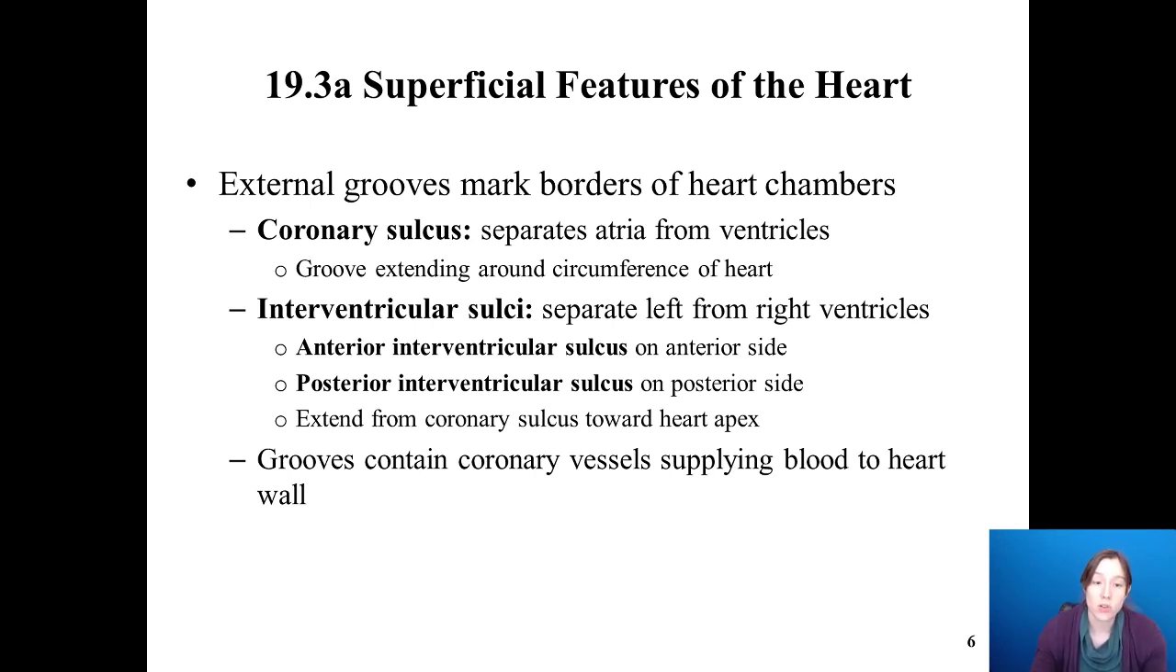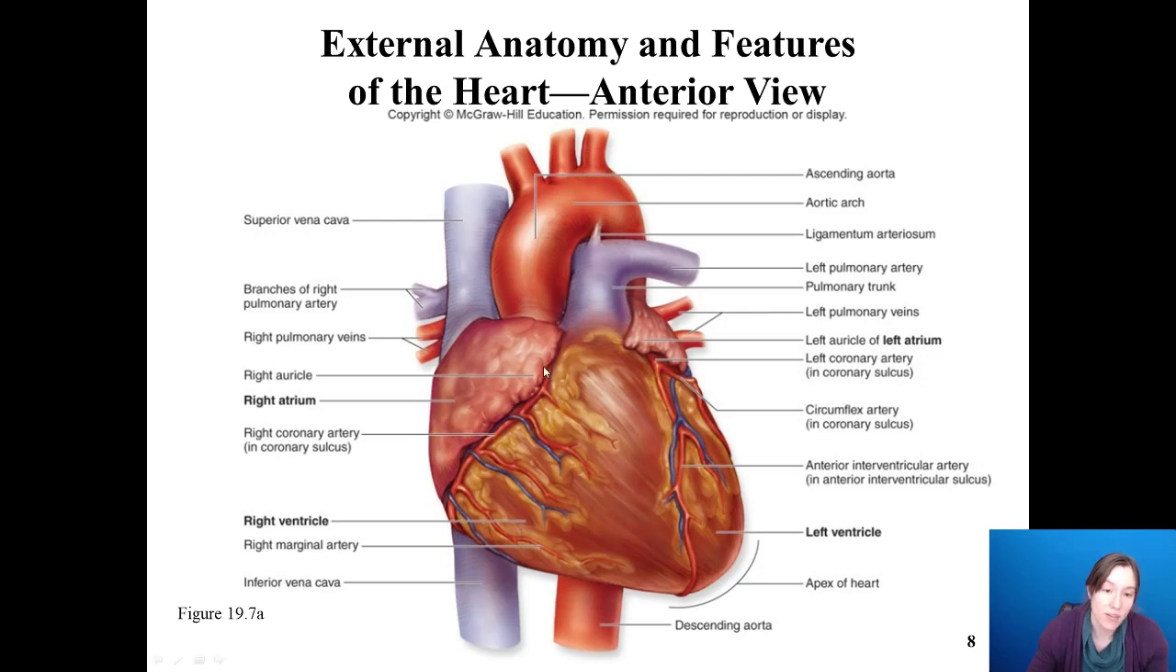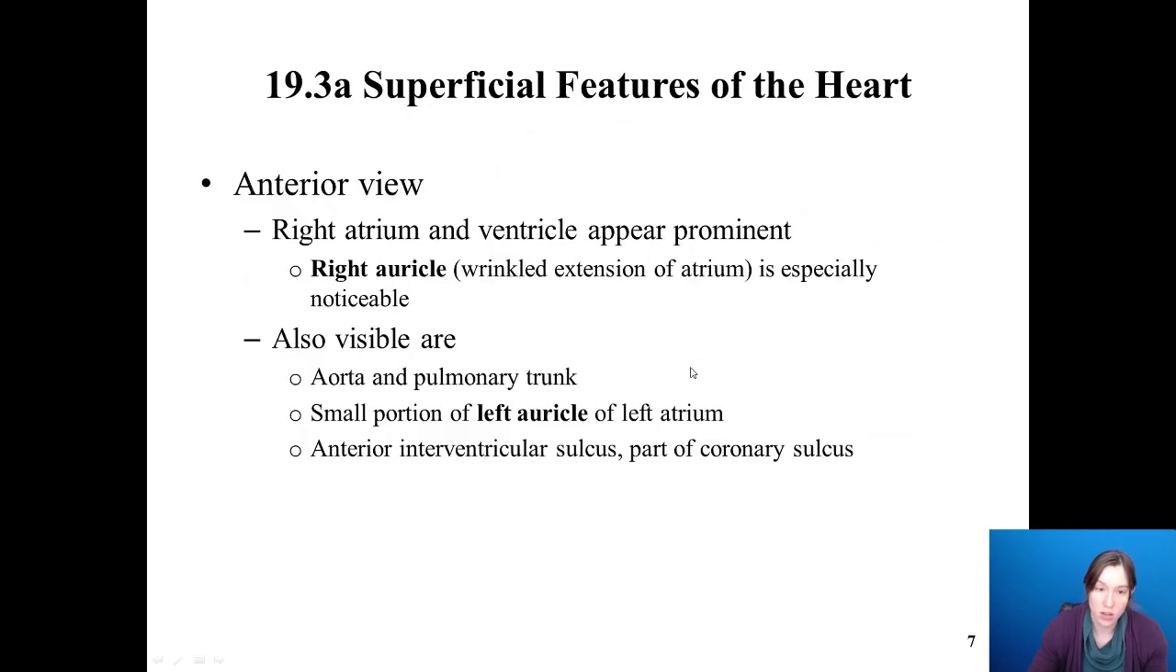First, we have the coronary sulcus, which separates the atria from the ventricles, and this extends around the circumference of the heart on the top. So we can see here, the coronary sulcus is going to go around here, and that's kind of between the atria and the ventricles.